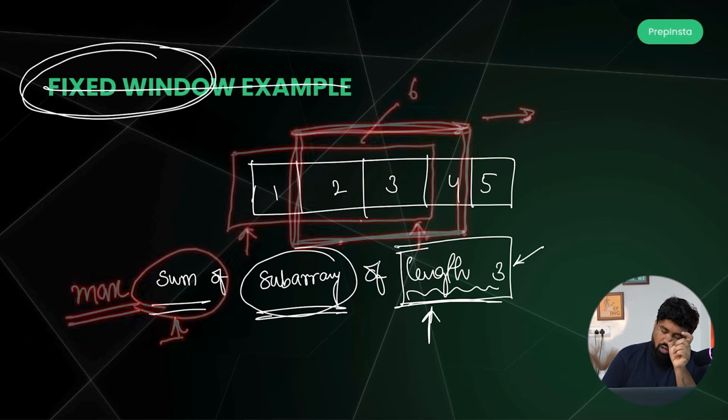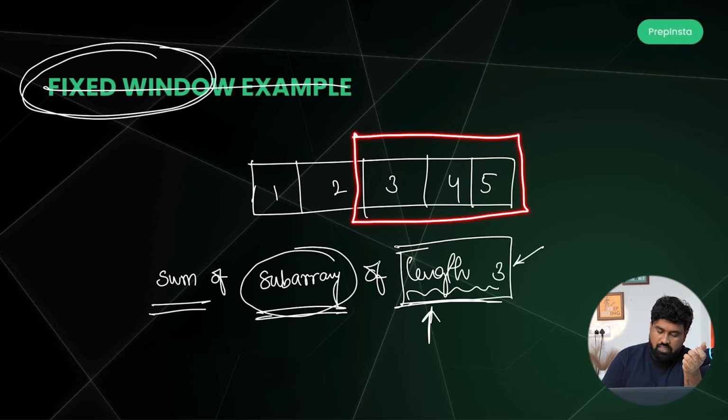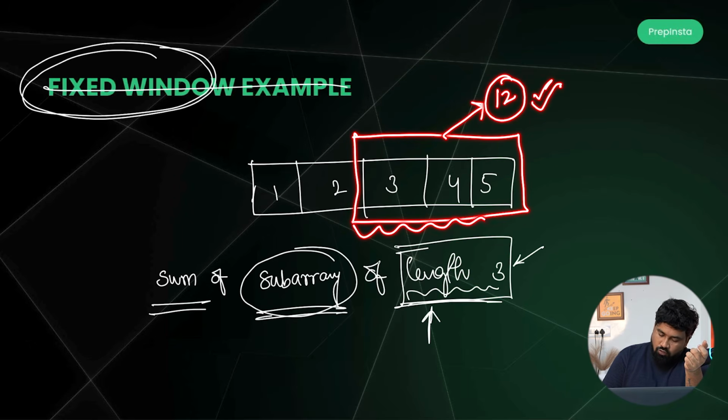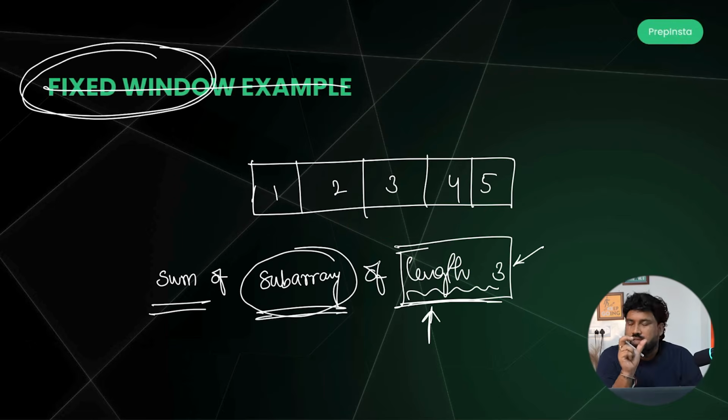Again for 2, 3, 4, the sum is 9. It is not the max either. Again the window is moved towards the last set, and here you get the answer 12. So 12 is the maximum, and you will print 3, 4, 5 as your output. Why? Because this is the substring or subarray that gives the maximum sum. So this is how the sliding window works.